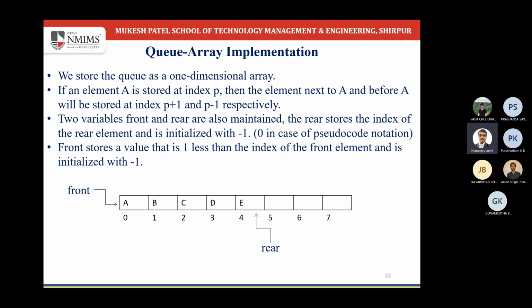Again, we will store it in a 1D array, front element at the front position being stored at index 0. And now we will maintain two counter variables. One is front and another is rear. Rear variable will store the index of rear element.